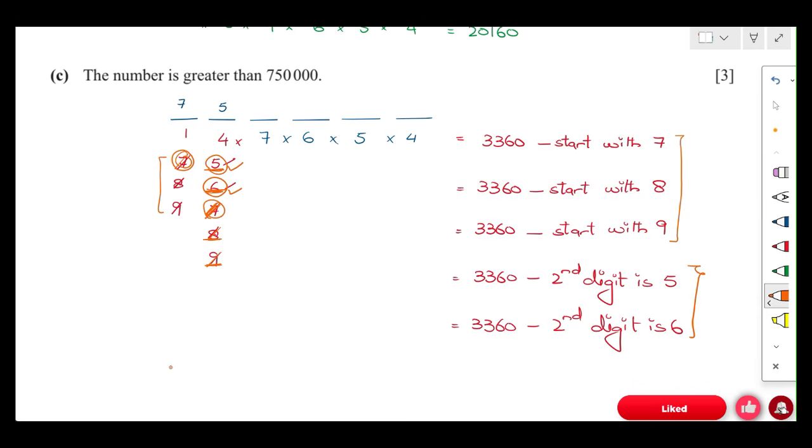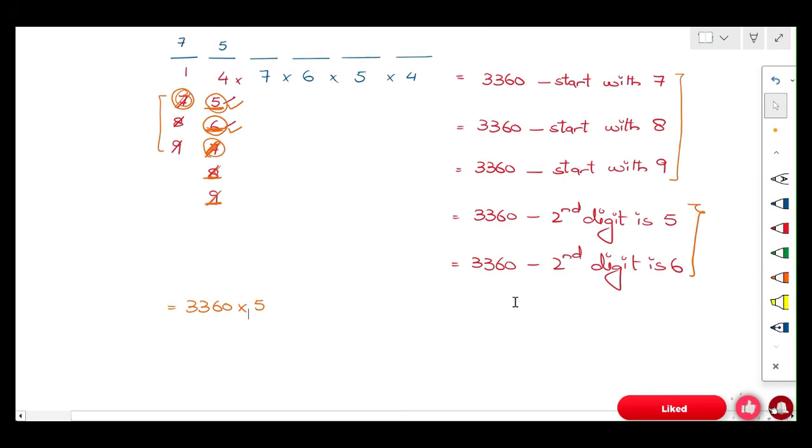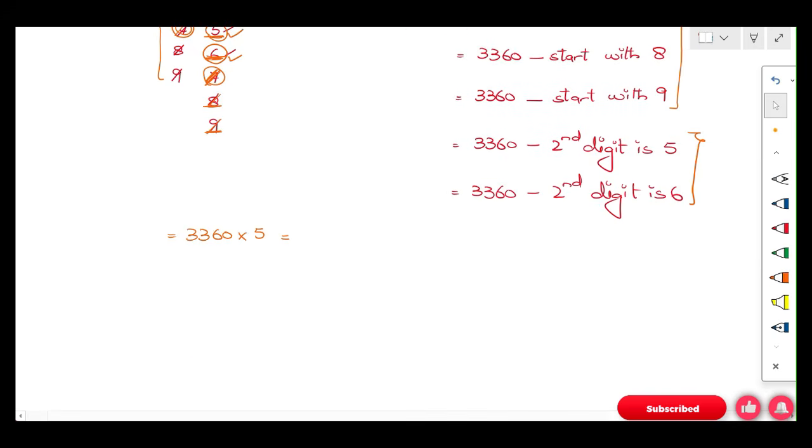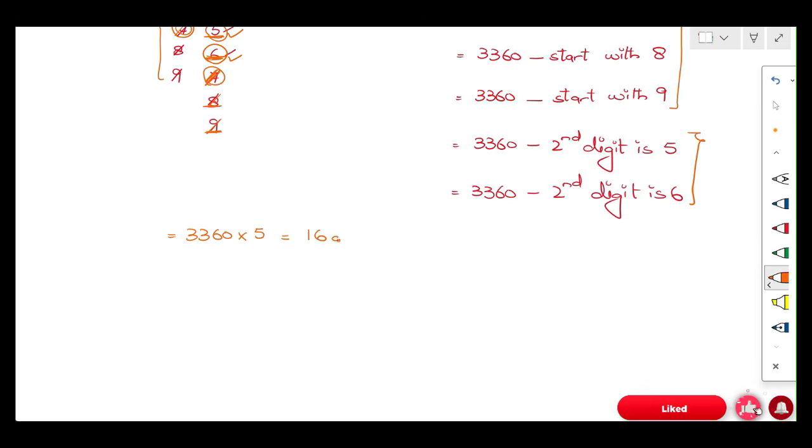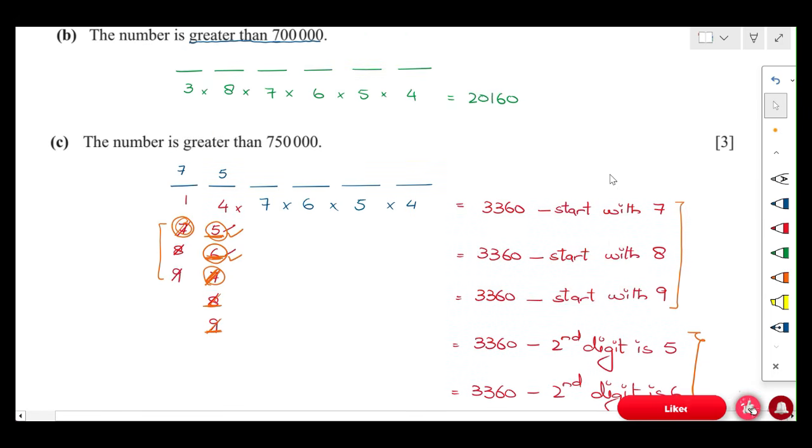So basically you have to add 3,360 five times, 1, 2, 3, 4, and 5, because the second digit has 5 options, right? Okay, so you have to multiply it by 5, and you will get the total number of six digit numbers we can make. Multiply by 5, which is 16,800. So we can make 16,800 six digit numbers that are greater than 750,000. I hope this makes sense now.